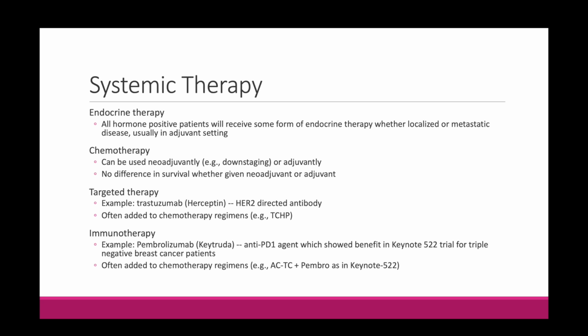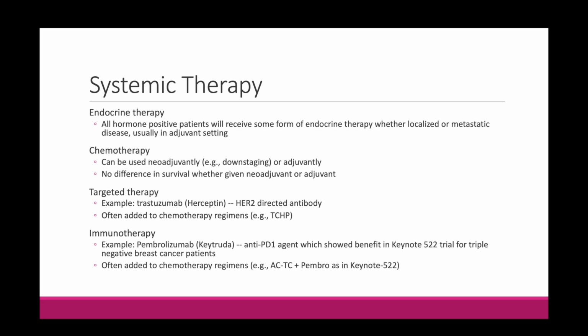So as we've talked about, if we are interested in downstaging so that a patient is amenable for breast conserving surgery, we might think about upfront chemotherapy to kind of reduce the intensity of the surgery that they'll get. We'll talk about the different kinds of chemo regimens that we offer for breast cancer. Other therapies to be aware of, so targeted therapies.